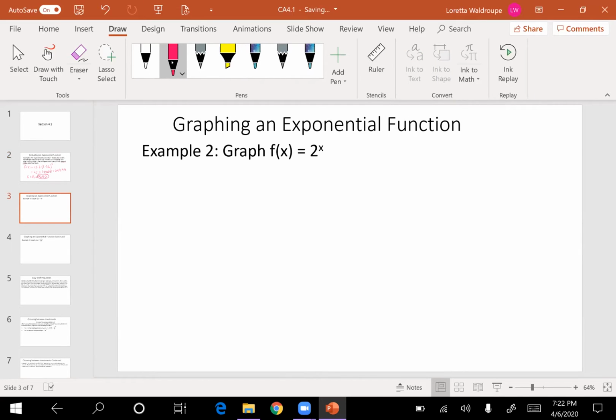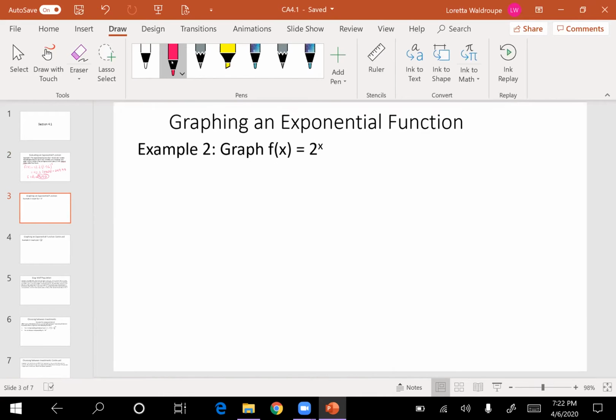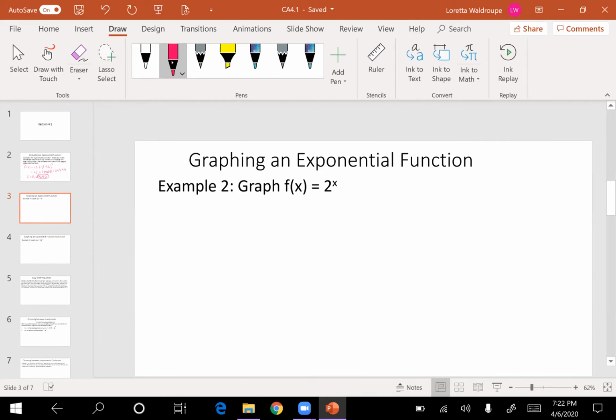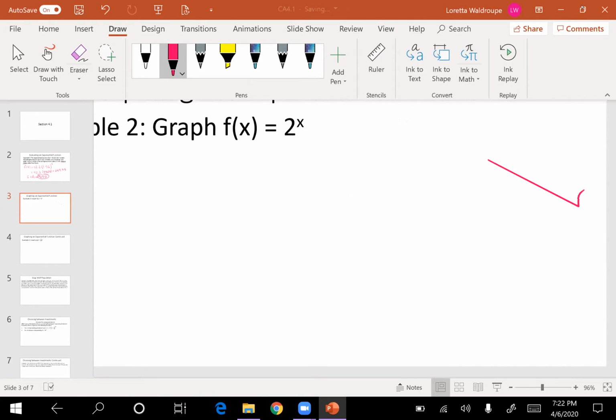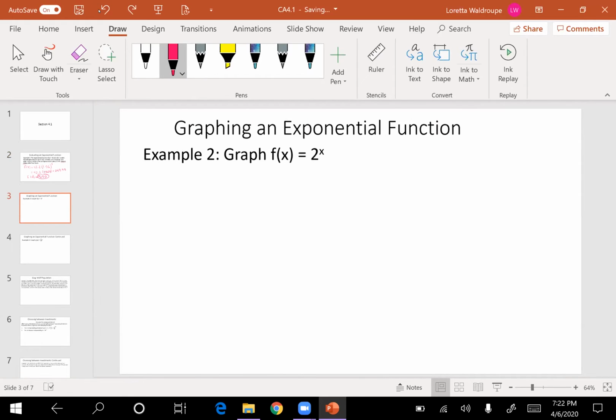Okay, to graph the function f of x equals 2 to the x, just do an XY table. Or, remember, you can graph it in your calculator by hitting the y equals.